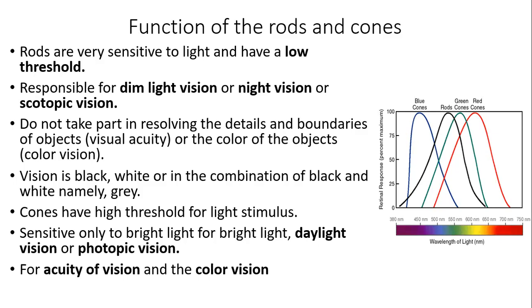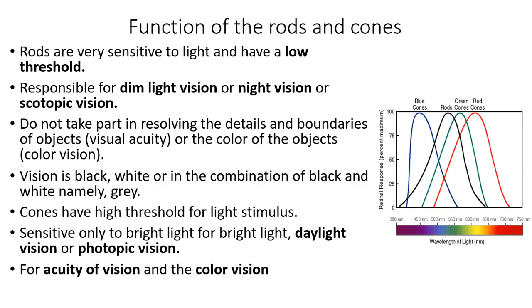Rods do not take part in resolving the details and boundaries of objects, visual acuity, or the color of objects, or color vision. This is not a job for rod cells, okay? So vision is black, white, or a combination of black and white, namely gray. We usually use this type of cell when there's less light or it's dark.